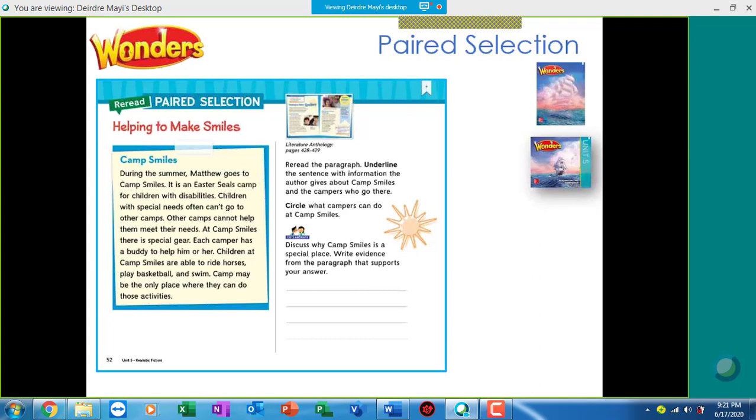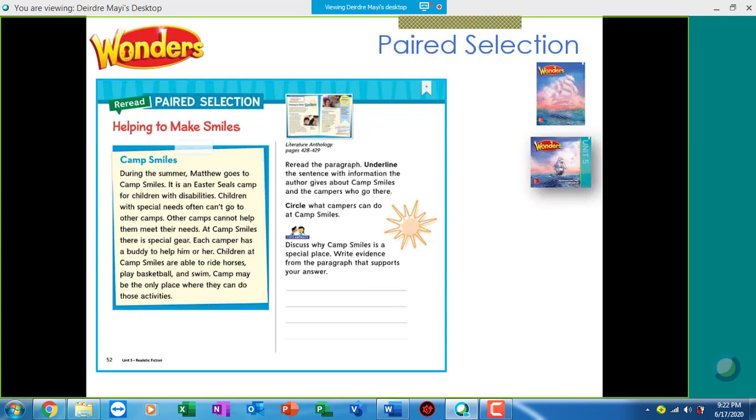Now, here's what we realized. Students would not be able to engage in close reading and annotation of text with the selections that are in that hardbound collection of text. So we reprinted part of the paired selection, okay? We placed it right in the reading writing companion. And so now the students are able to engage in the following.